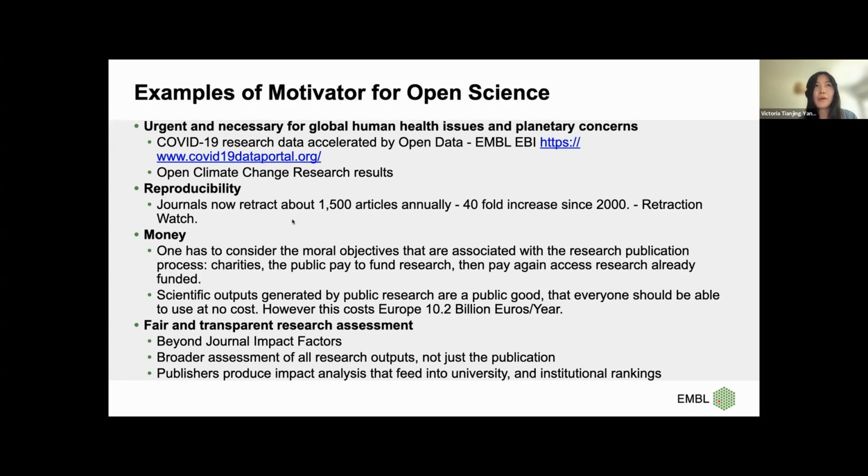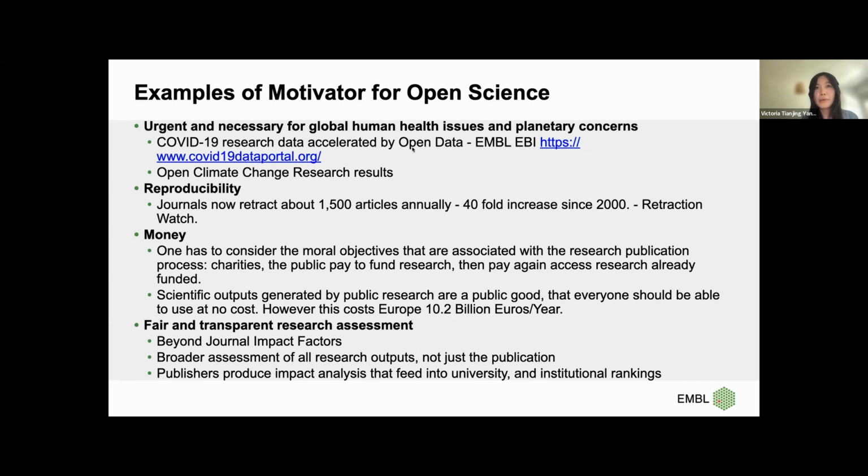So I'll just switch back to our slides again and talk a little bit more about motivators for open science. There could be many different motivators for open science for you personally or for your organization. These are just some examples that we also pulled from the course material. The first one actually I added, which is that there are many urgent and necessary global health issues and planetary concerns that open science is key for all of us to solve.